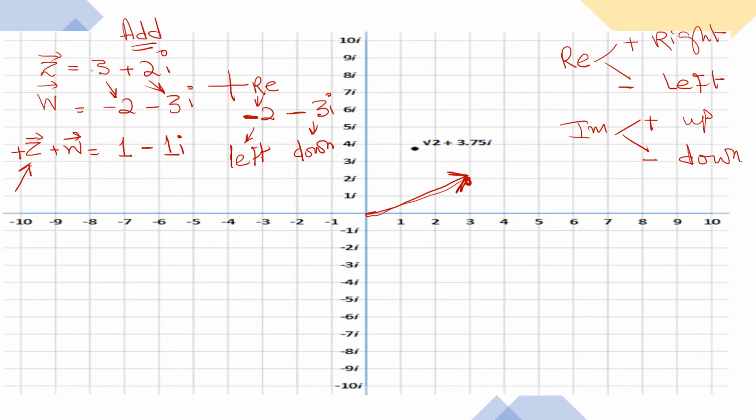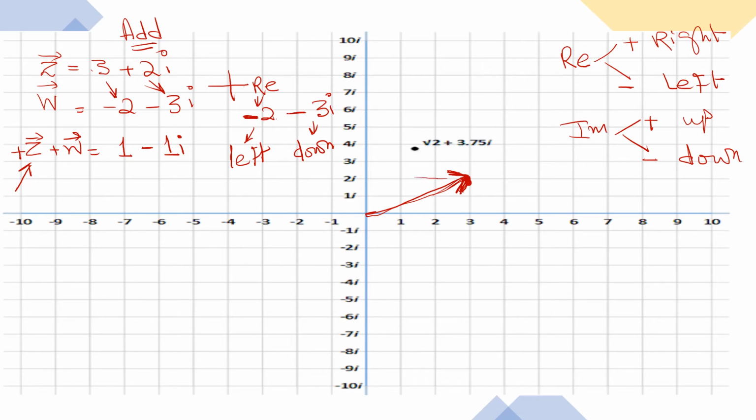So you have to start from the head of the first vector. Wherever the head of the first vector is, you have to start the tail, making the tail of the second vector. So you have minus 2, left. Okay, so from the head, go minus 2 towards the left.